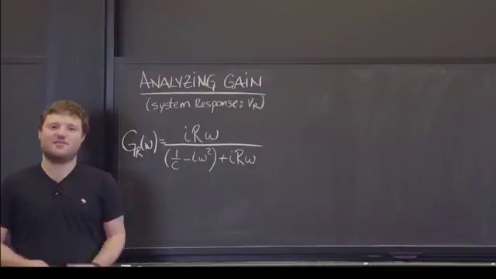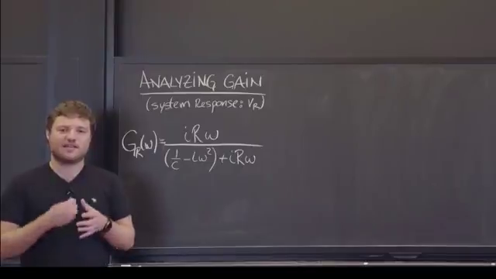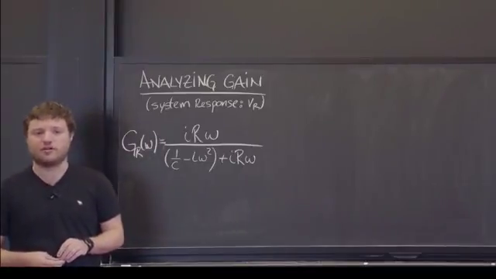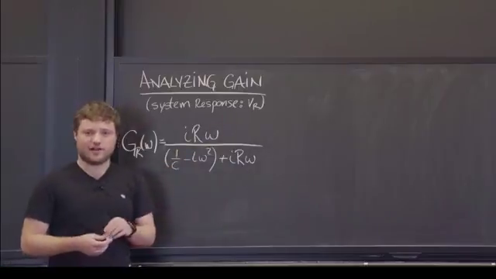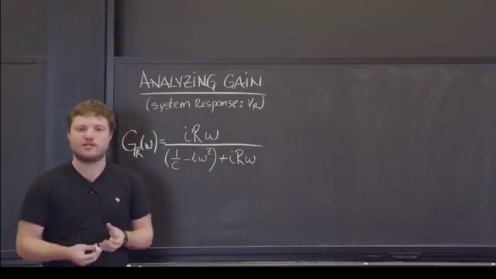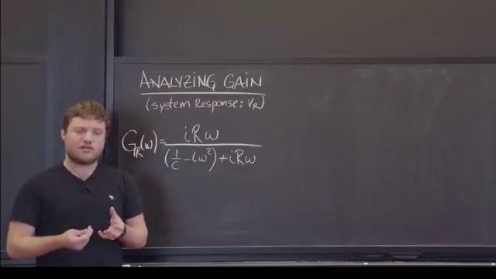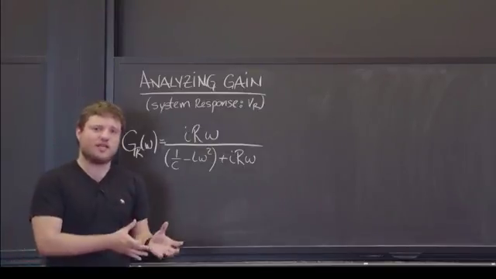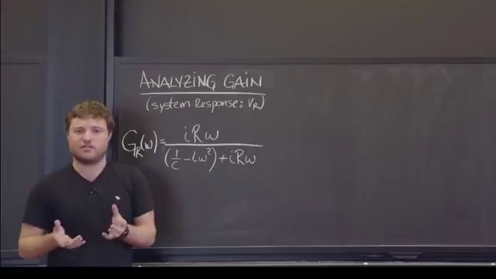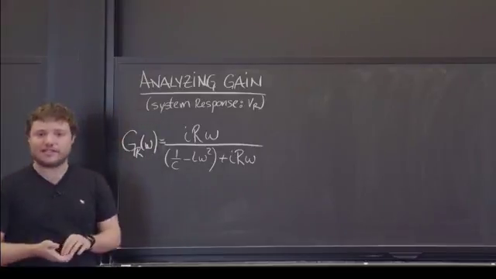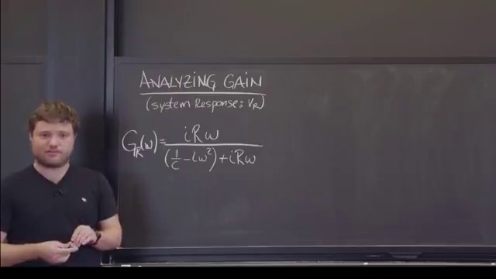Welcome back. So now we're going to be analyzing the gain when we pick the system response to be the voltage drop across the resistor, VR. So one thing that we're interested in when we have an RLC circuit, for example, is to measure how the amplitude of the output compares to the magnitude of the input. In order to do that, we have to look at the magnitude of this complex number.